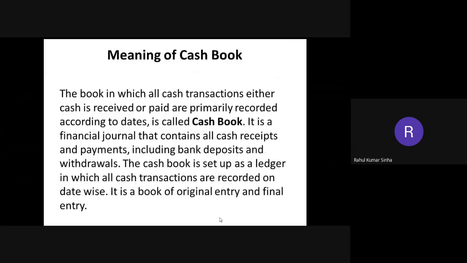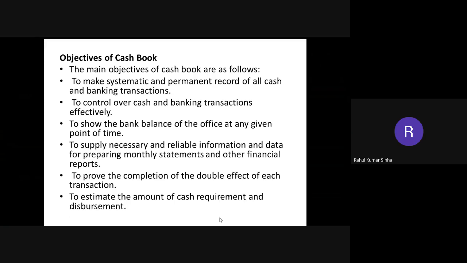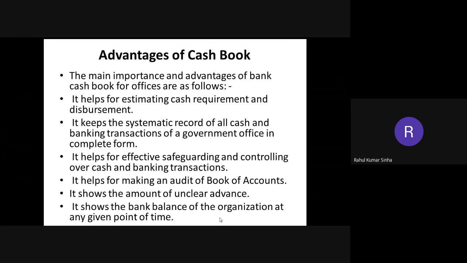Today I told you about the cash book, that what is the cash book. So in the business there are various number of transactions which are made in the form of cash. So for that purpose, it means the transaction should be recorded, and for all the cash transactions, the separate book is maintained, that is the cash book. Through cash book, you get a systematic record. You can control over the cash and banking transactions. You can know the bank balance at any time. Even it helps you in preparation of the financial report.